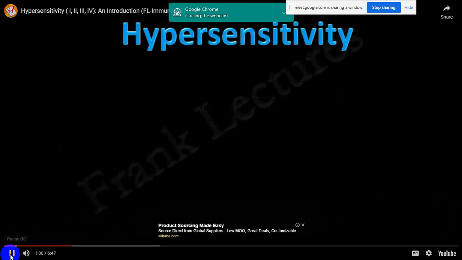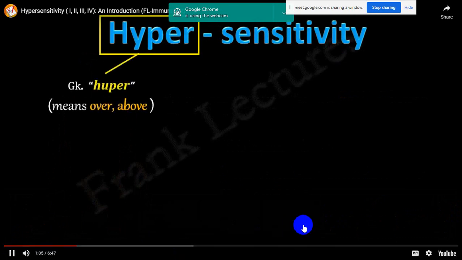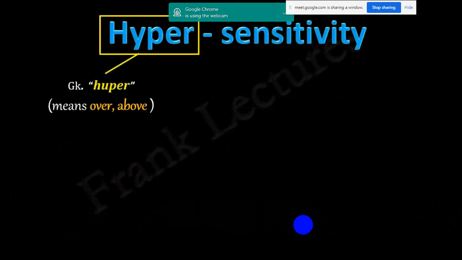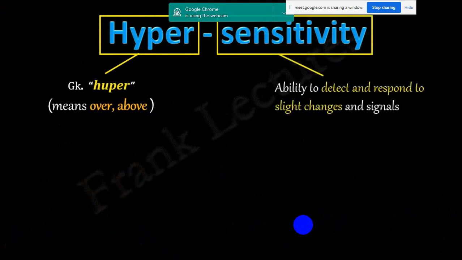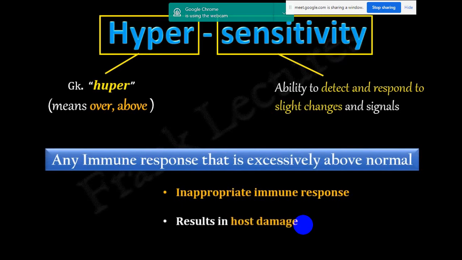Now look at the term hypersensitivity. Hyper is derived from the Greek term hyper, which means over, beyond, or above. And sensitivity means the ability to detect and respond to slight changes or signals. Hypersensitivity is defined as any immune response that is excessively above normal. It is an inappropriate immune response that results in host damage.